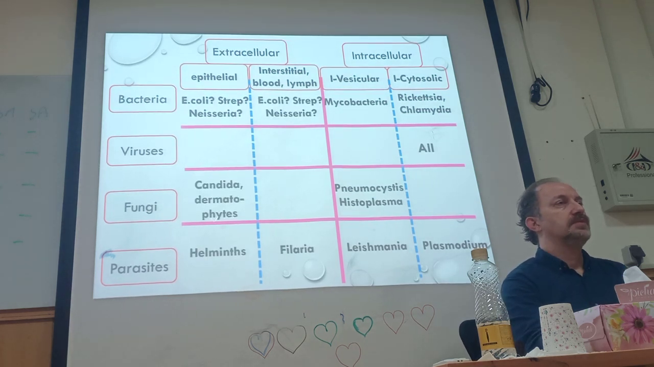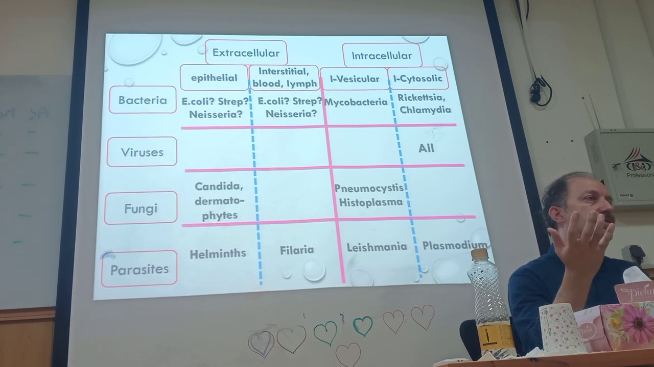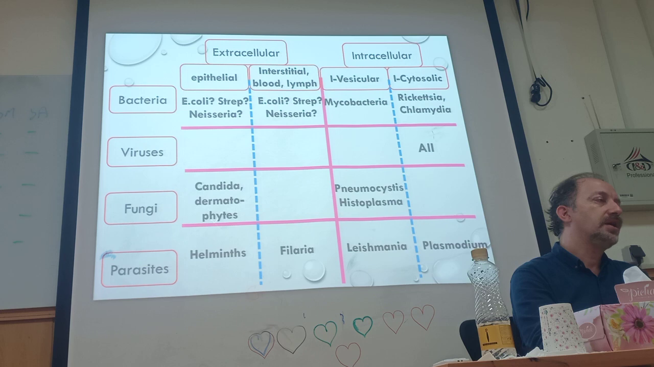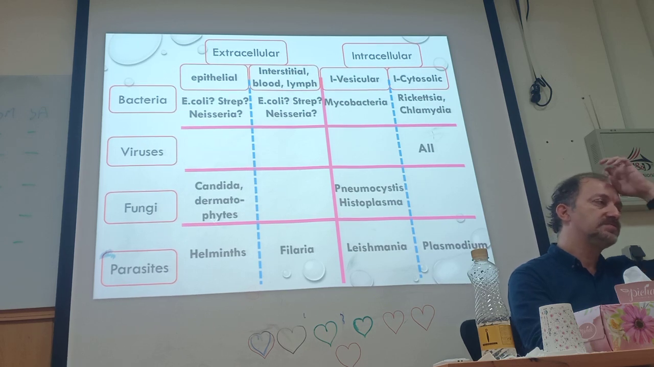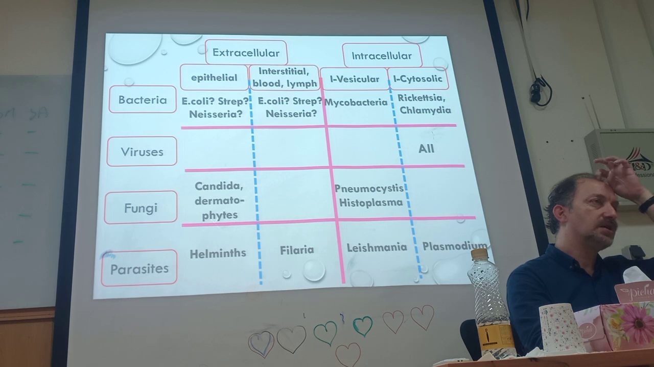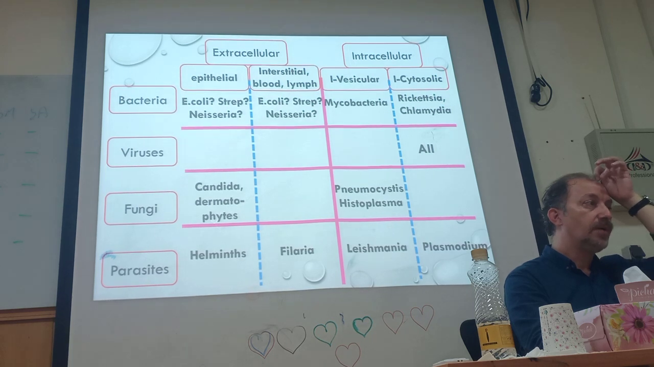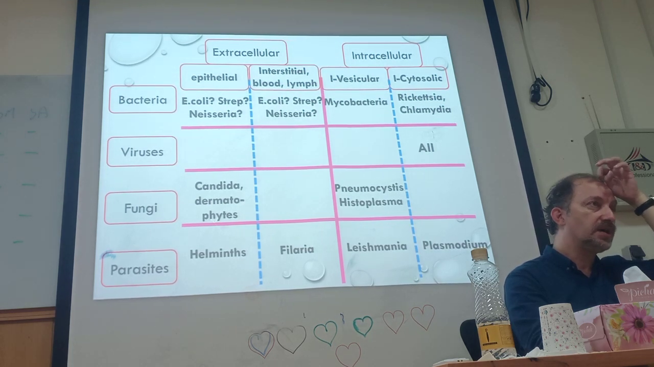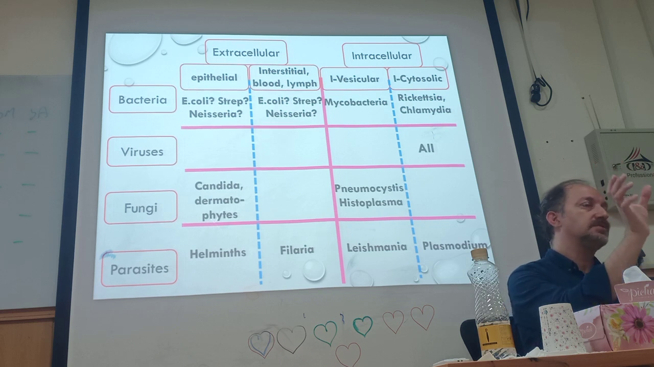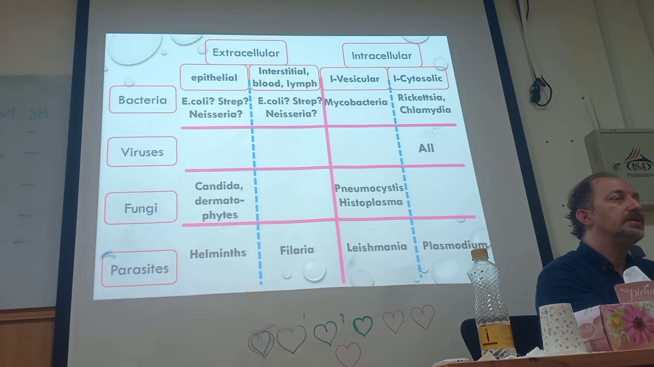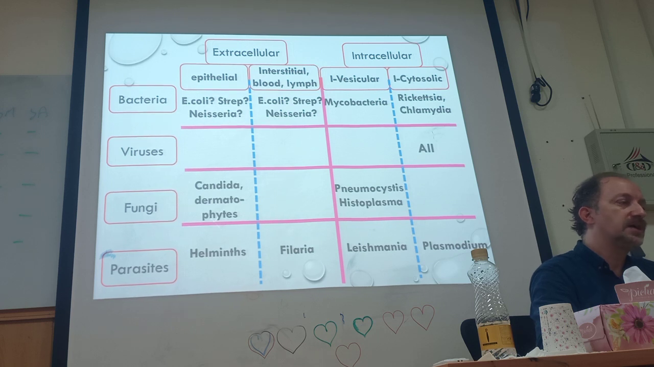There are some sub-rules, so we categorize the pathogens. For example, we have no idea about E. coli, Staphylococcus, and Neisseria, but it seems that we have some extracellular response in both epithelial and interstitial, and blood and lymph. But it has been mentioned that, for example, mycobacteria are usually intravesicular, and rickettsia and chlamydia usually have an intracytosolic response. Okay, so it has been proved. As evidence in medicine, when they checked, they didn't find any evidence of pneumocystis or histoplasma as intracytosolic.